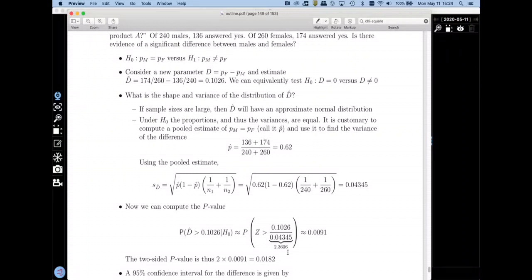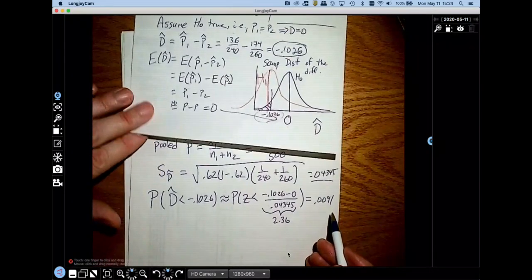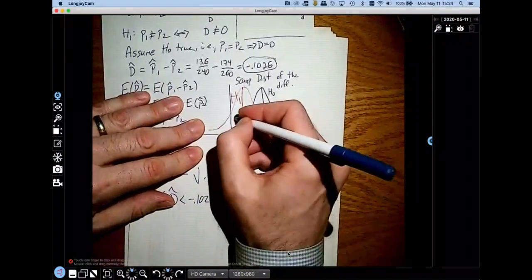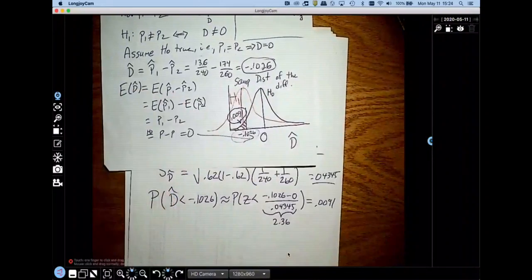And we can go look this up with a normal table to find the area. 0.0091. So I'm just going to write that in next to this. 0.0091. That's the area in that tail. Now, is that the p-value?